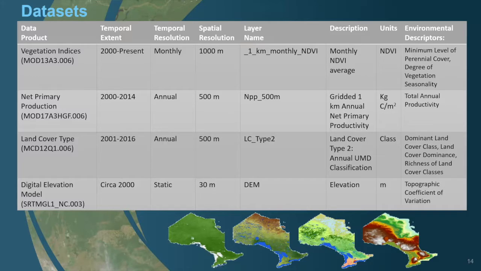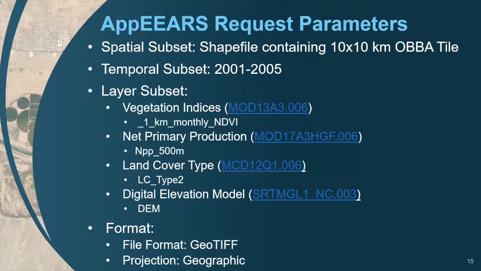total annual productivity. Next, we are using the combined MODIS land cover type, or LCT product, which is an annual product at 500 meter resolution, to calculate environmental descriptors including dominant land cover class, land cover dominance, and richness of land cover classes. Lastly, we will order the digital elevation model from SRTM, which is a static circa 2000 dataset at 30 meter resolution in order to calculate the topographic coefficient of variation for each 10 by 10 kilometer OBBA grid cell. Here we can see the AppEEARS request parameters.